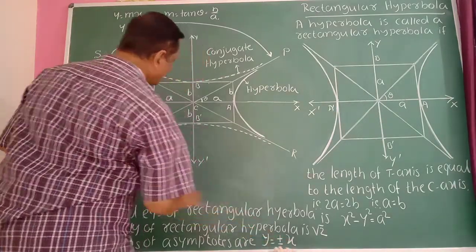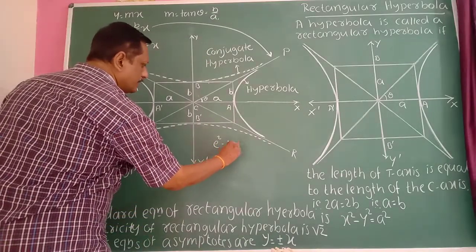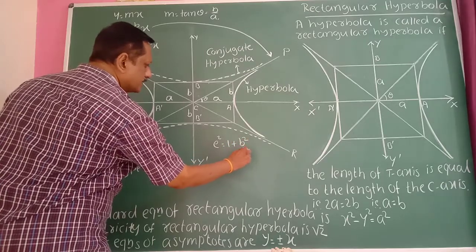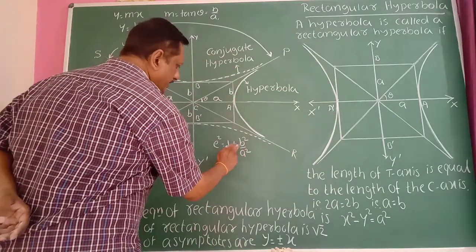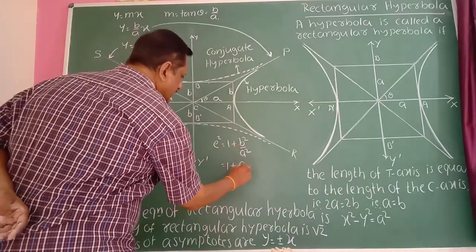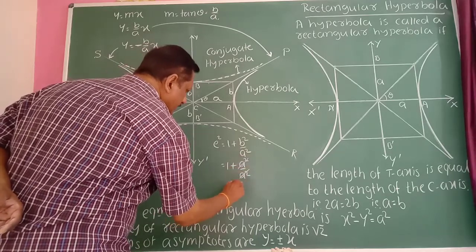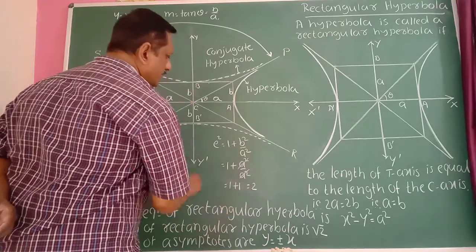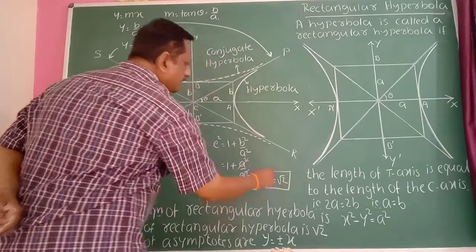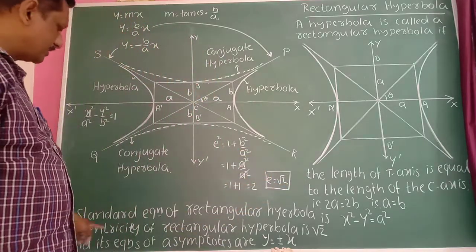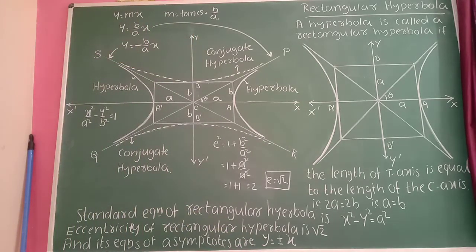For this hyperbola, what is the eccentricity? e square is equal to 1 plus b square divided by a square. Here a and b are both equal, therefore replace b by a. So it gives 1 plus a square divided by a square. A square and a square cancel, the remaining is 1 plus 1. So it gives 2. Take the square root on the right hand side, it becomes e is equal to root 2. It is the eccentricity of the rectangular hyperbola. Remember it, the eccentricity of a rectangular hyperbola is always root 2.